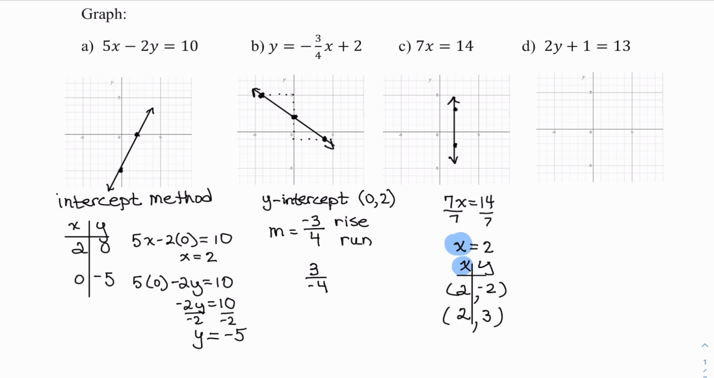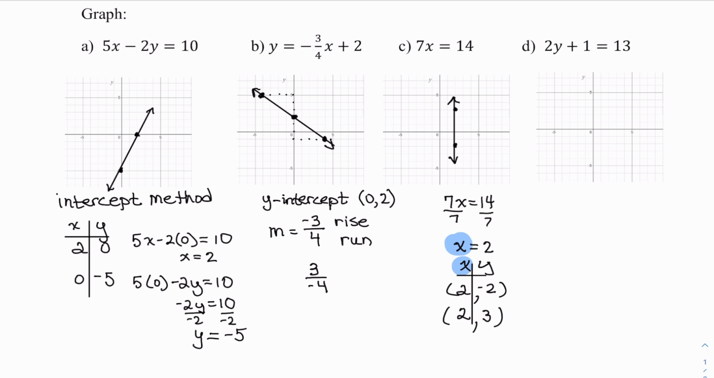Now our fourth and final example, again, just has one of the letters. It doesn't have them both. So when it just has one of the letters, not both of the letters, it's either going to be a vertical line or a horizontal line. When it's just the letter x that's in the equation, it's a vertical line. When it's just the letter y, it's a horizontal line.